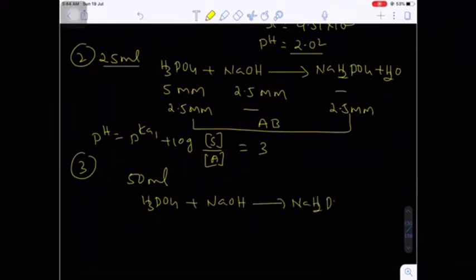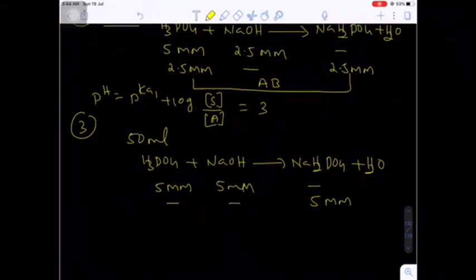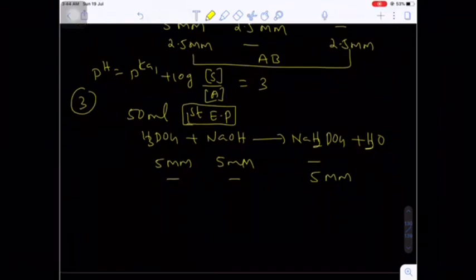50 ml. That means here you have H3PO4 plus NaOH equal to NaH2PO4 plus H2O. So it is 5 millimoles, this is fixed, and NaOH is also 5 millimoles. Now both are limiting reagents, so you will get 5 millimoles of salt. Here complete neutralization takes place. That means this corresponds to the first equivalence point. The first equivalent point occurs at 50 ml.